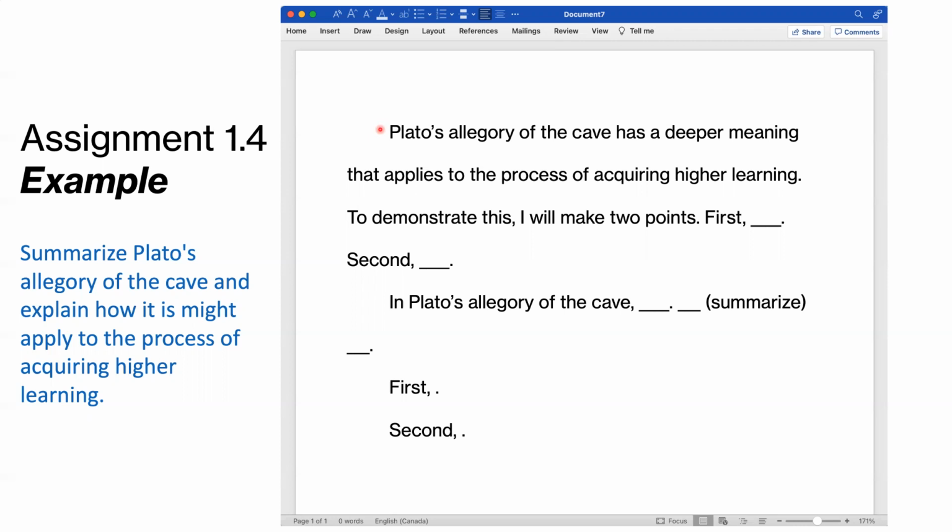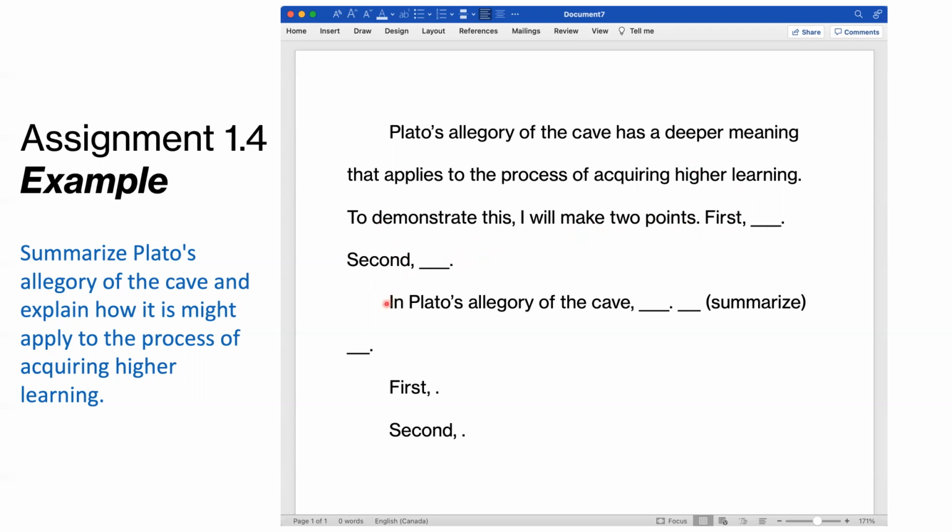Then saying, to demonstrate this, you're going to make 2 points. They're really short assignments, so I think 2 points are good. And you can say first, second, and just summarize those 2 points that you're going to make.